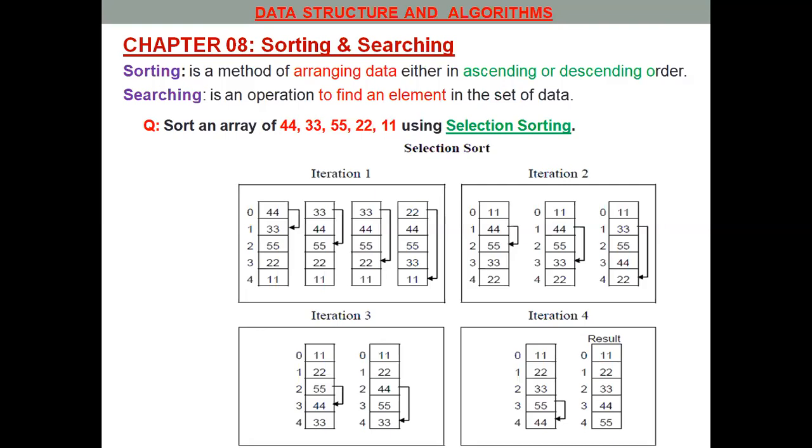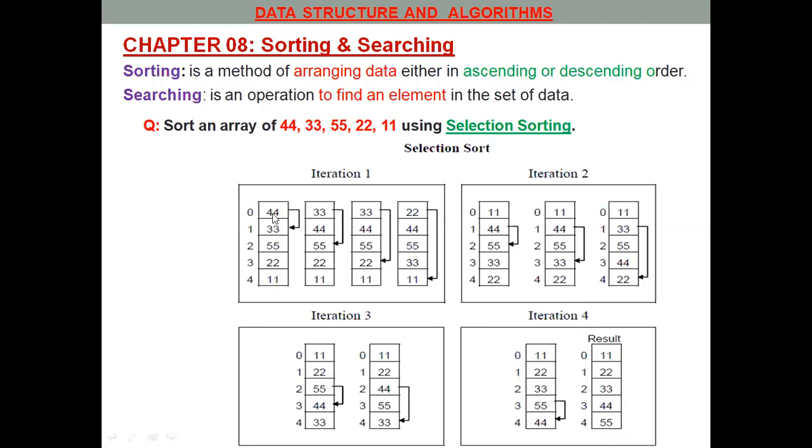Selection sorting is here, and then bubble sorting will be in the next slide. Please read the question carefully. We are going to use selection sorting first. Whatever types of sorting we use, at the end we are going to get the result like this. Now look at the selection sorting.